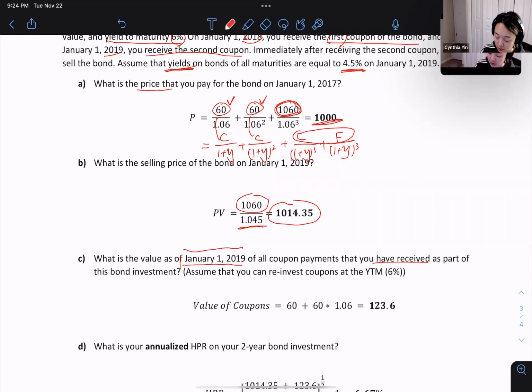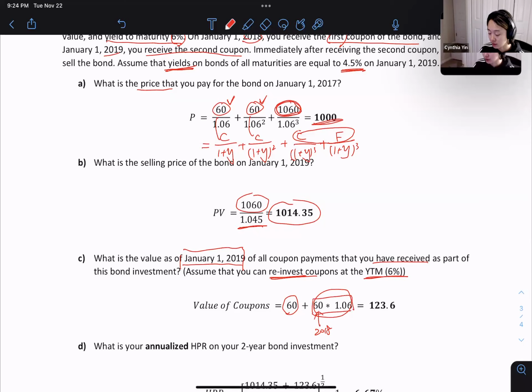On this date, this new coupon payment does not need to be converted along the time because it's just a current cash flow. And the second one is coming from 2018, and assume you reinvest it at yield to maturity 6%. One year later, how much is it? It's $60 times 1.06. So together, the value of the coupons will be $123.60.